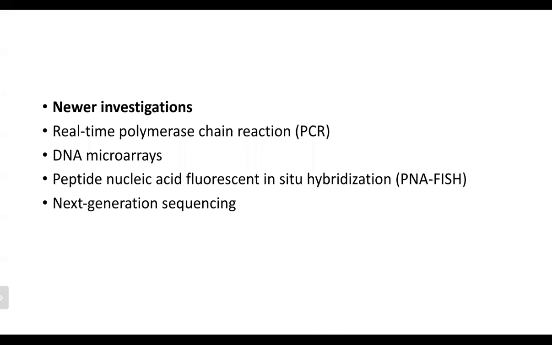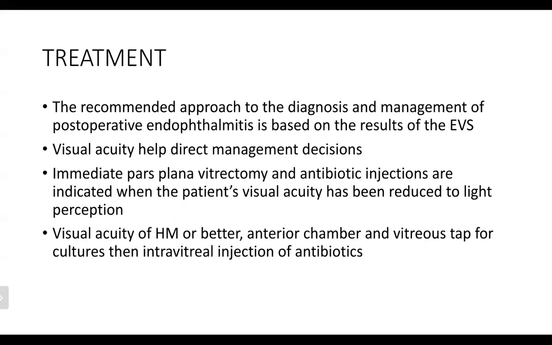So apart from the microscopic culture and sensitivity, newer investigations are available, like the real-time polymerase chain reaction. This helps in early detection. It's fast, and it has a high yield. It's very sensitive, because some cultures may be negative but it's still endophthalmitis. But with PCR, it has high sensitivity. Others are the DNA microarray, peptide nucleic acid fluorescent in situ hybridization, and next generation sequencing. All of these are aimed at enhancing early detection, because early detection and prompt treatment help in optimizing visual outcome.